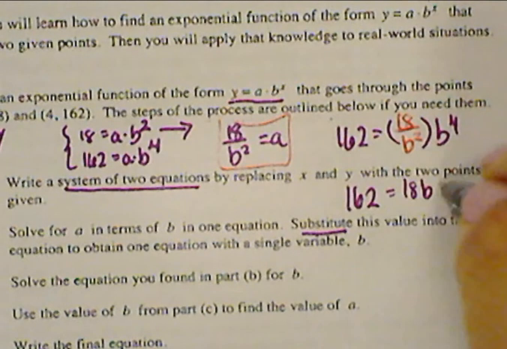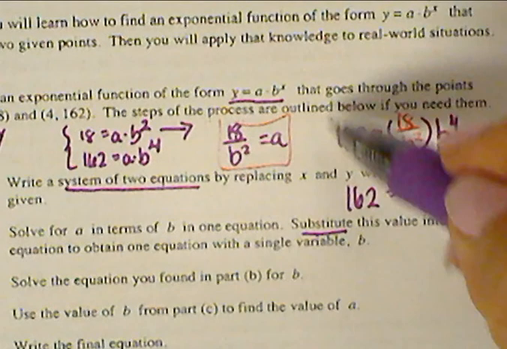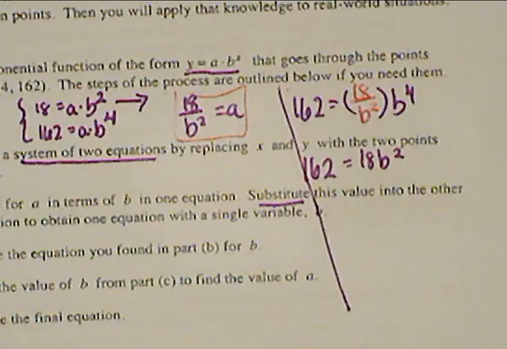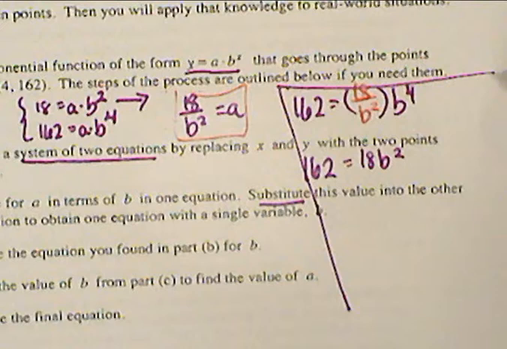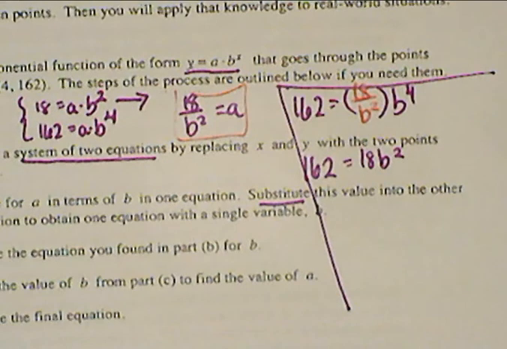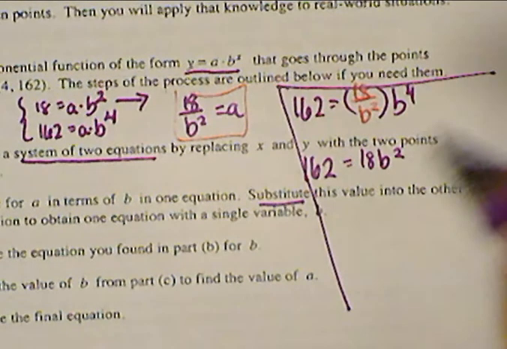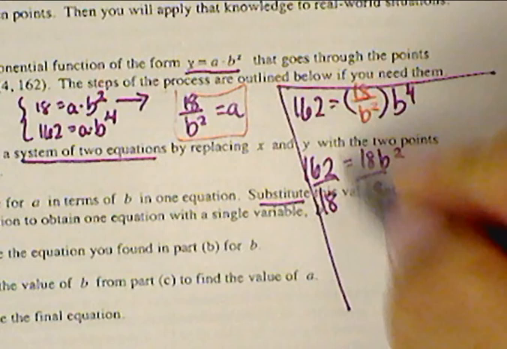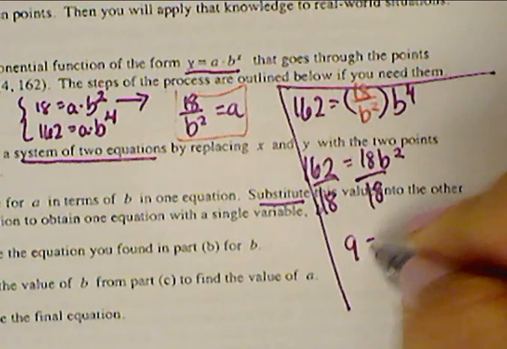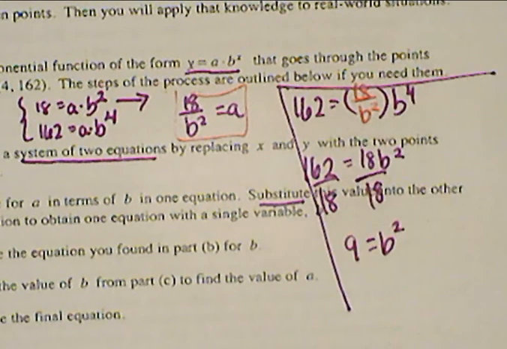Excuse my not using the right format for this. Just kind of make a little space over here. Okay, so now I almost have b by itself. Who should I get rid of next? The 18. Divide by 18 on both sides. 162 divided by 18 is 9. Now what should I get rid of? Unsquare it by square rooting it.